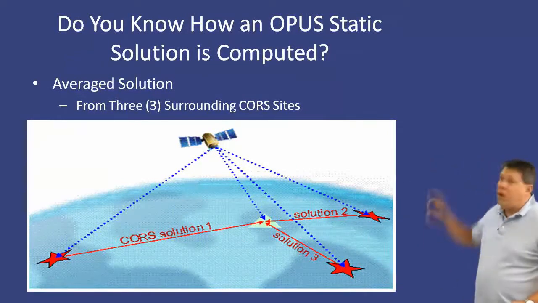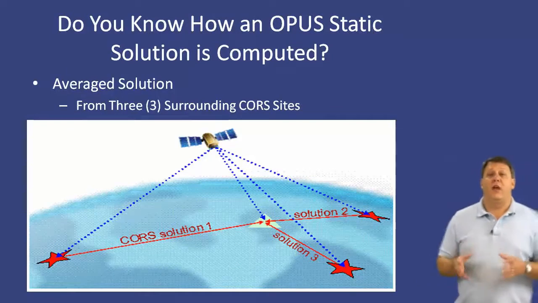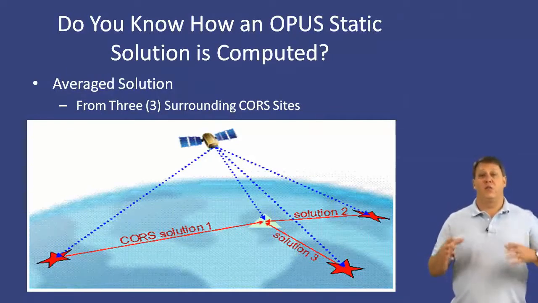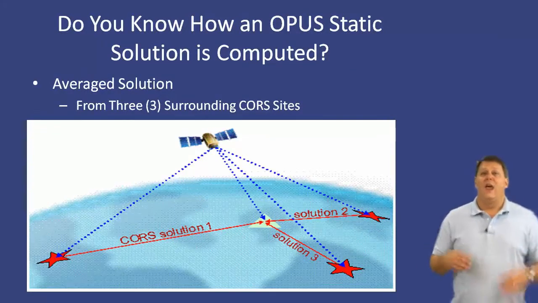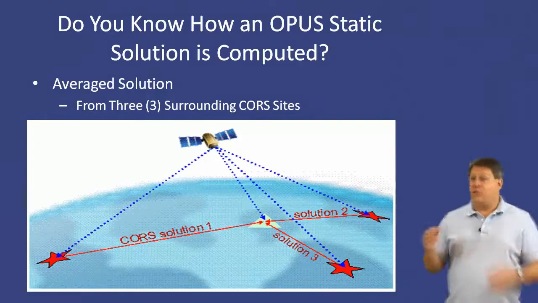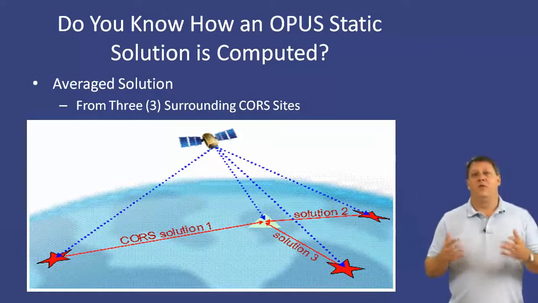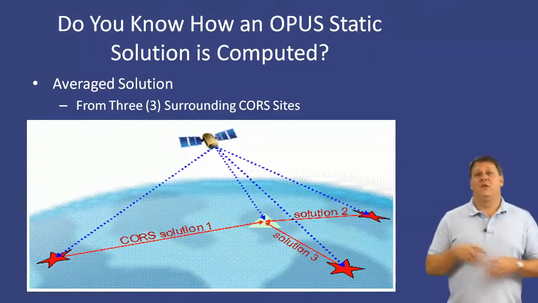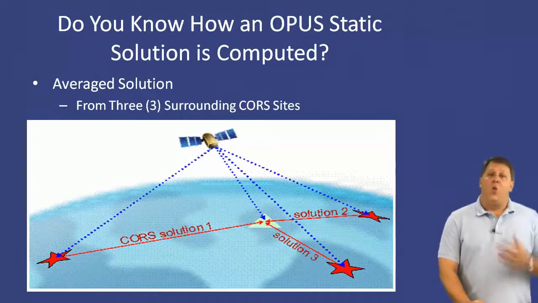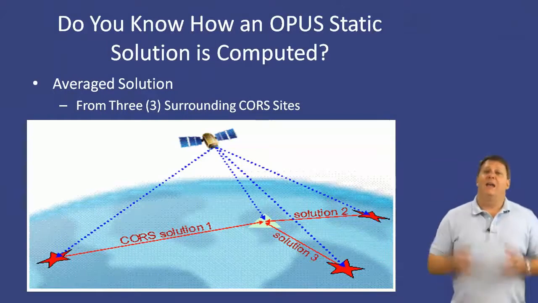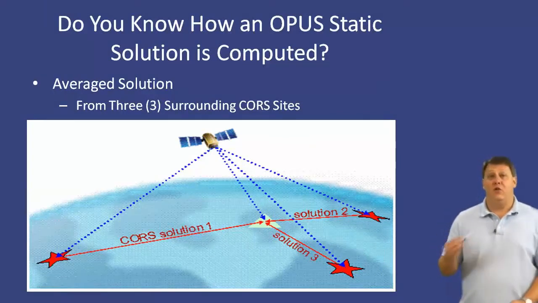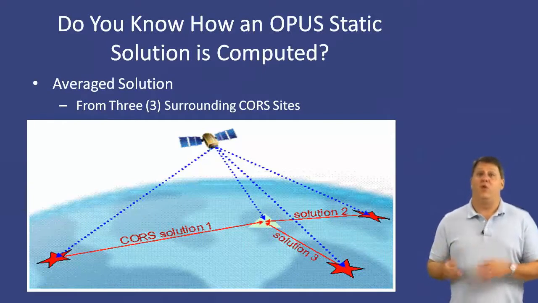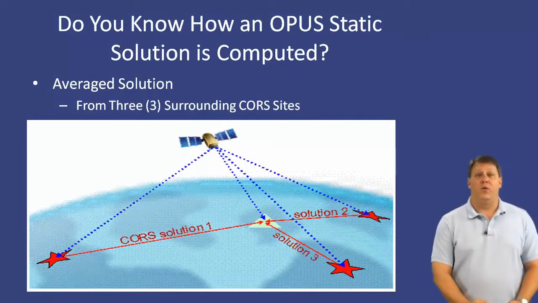Just to make sure that we're all on the same page, the way OPUS static works is it takes the 3 closest surrounding CORS sites that meet the data criteria for OPUS processing, and what it does is it computes 3 individual baselines or vectors or radial shots, if you want to think about it that way, and then that answer is averaged together. Once we've gotten our solution back, now we need to start determining, do we have a good OPUS static report or do we not have a good OPUS static report?